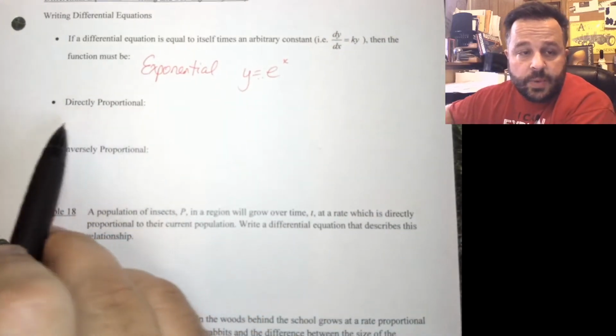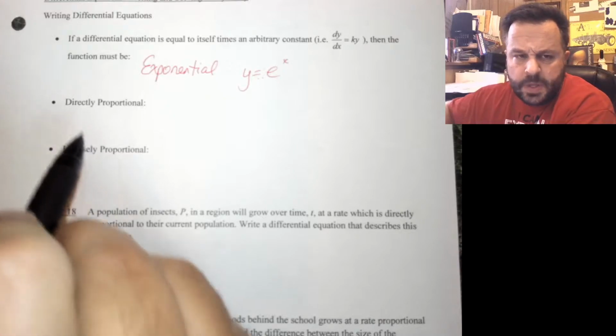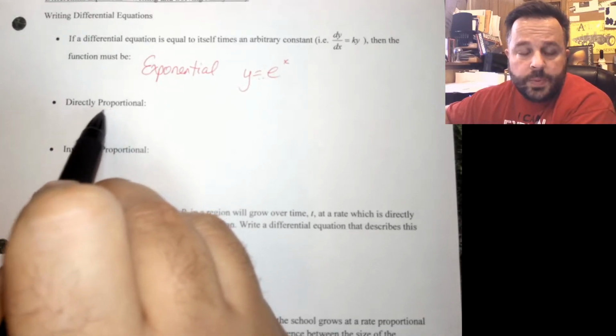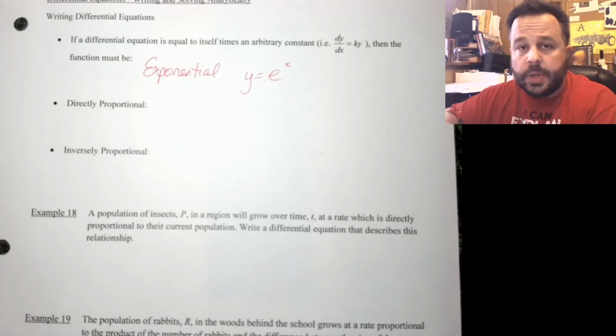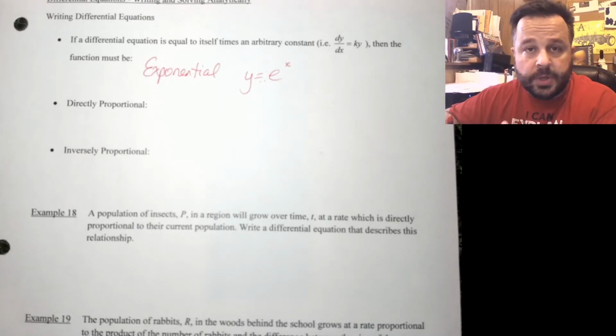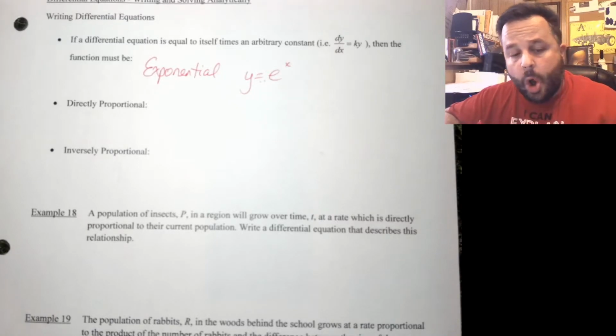Next, we're going to see the phrases directly proportional and inversely proportional. If we go back to similar figures in geometry, two polygons that were similar had congruent corresponding angles, but corresponding sides were proportional. So if one of the sides of the similar figure was longer than the corresponding side in the first, then they were all going to be longer.